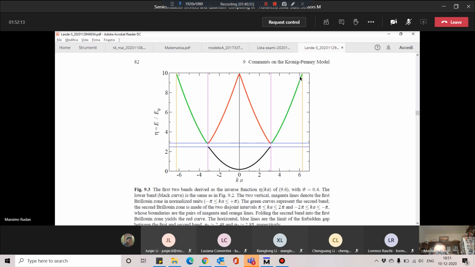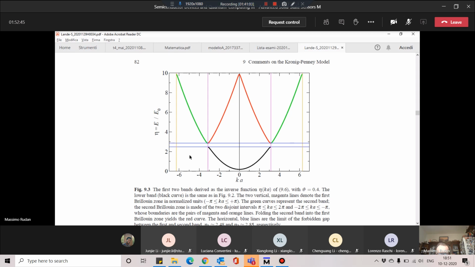You see that if you try to connect the green curve with the black curve, you obtain sort of a parabola. It is not equal, but similar to what you have in free space. It is a deformed parabola with a gap. And the forbidden gap is, of course, the region in which there are no curves, that is in between the two horizontal blue lines.